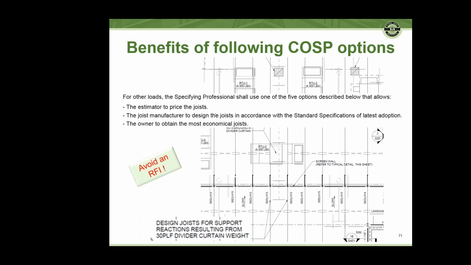So this will lead to RFIs inevitably, and that what loads were accounted for in the DLH 15 designation, what additional loads need to be accounted for. And keep in mind that the portion of the SJI spec that I've re-entered on this sheet says that you want to use one of the 5 options because it allows the estimator to price the joist, the manufacturer to design the joist accordingly, and really most importantly, the owner to obtain the most economical joist.